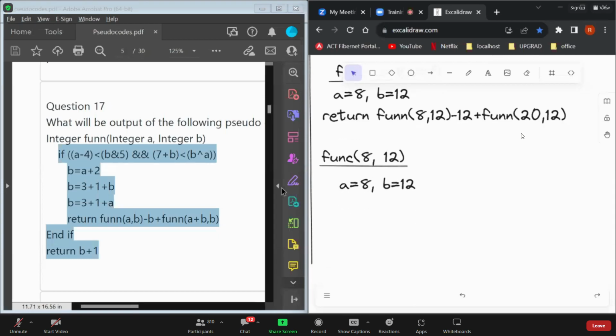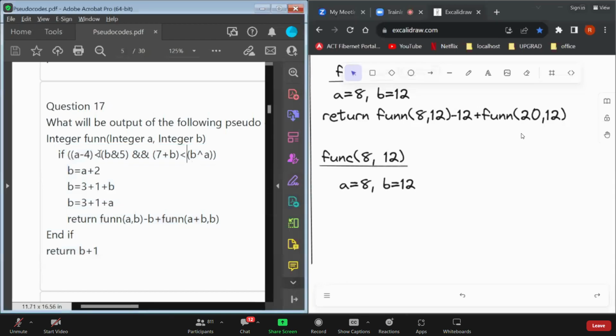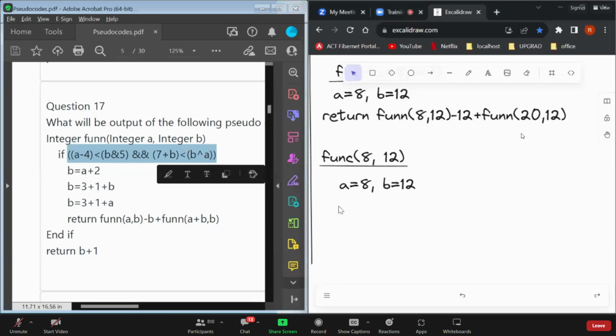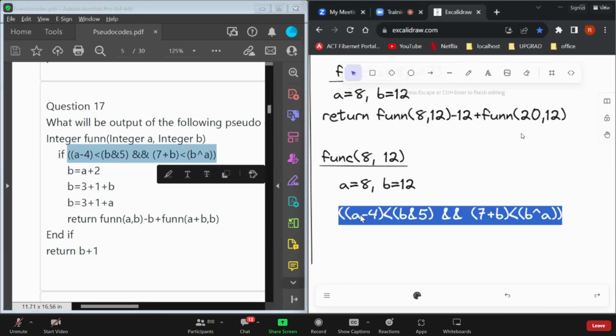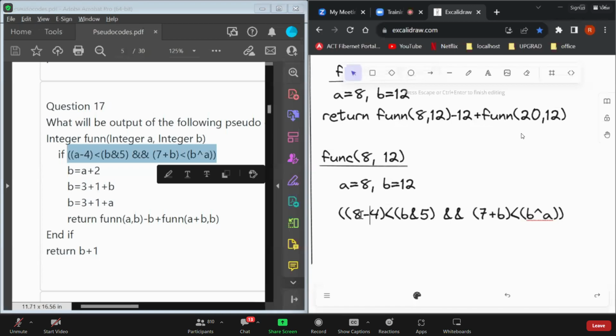Now check the condition. I'll copy paste this and check it. I think this should be false, but I'm not sure. Let's check. This is 8, this is 12. So 8 minus 4 is 4. Then 12 and 5: 12 can be written as 8 plus 4, and 5 can be written as 4 plus 1.